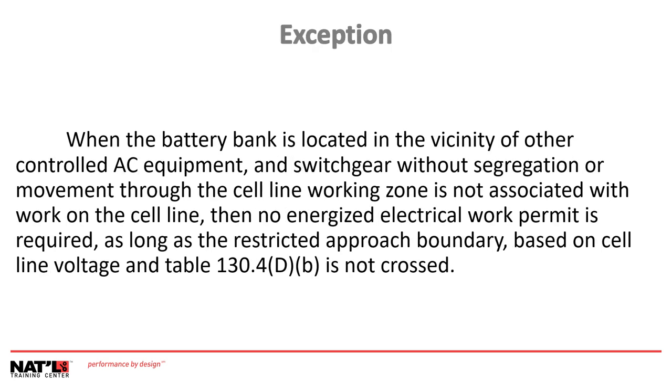An exception to these previous requirements is when the battery bank is located in the vicinity of controlled AC equipment and switchgear without segregation or movement through the cell line working zone, and is not associated with work in the cell line. Then no energized electrical work permit is required, as long as the restricted approach boundary based on cell line voltage and Table 130.4(D)(b) is not crossed. Now remember, folks, when we are using the term battery bank or cell line, they are both talking about the same thing.